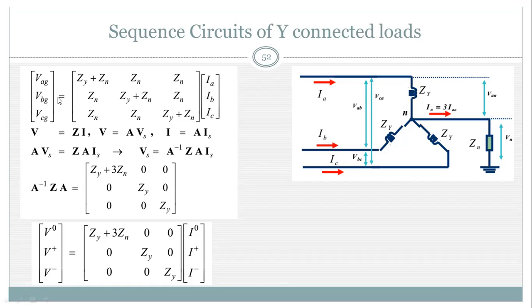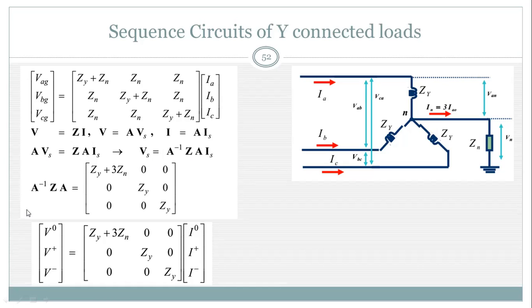So that's why we convert the phase voltage to the symmetrical component of voltage. The equation is: phase voltage is equal to the A matrix times the symmetrical component of voltage. Similarly, the phase current is equal to the A matrix times the symmetrical component of current. Now, if we want to find the equation of the symmetrical component of voltage, then A should be moved to the right side of the equation, so it becomes A inverse.